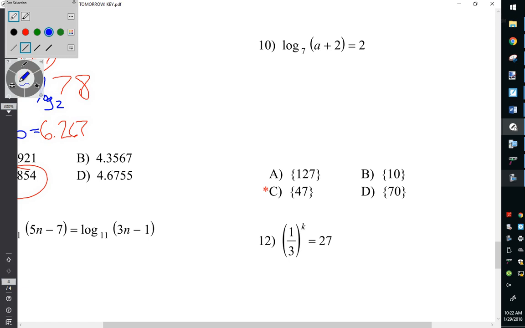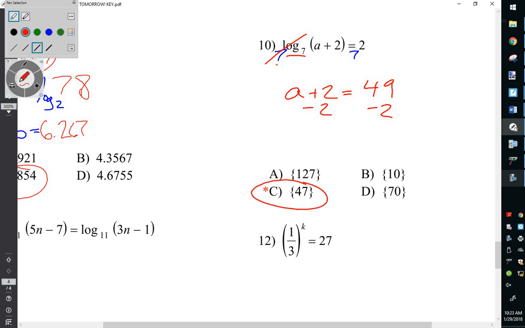Number 10, log base 7, a plus 2 equals 2. We don't like log base 7, so we're going to get rid of it by doing 7 to a power on both sides. That's going to cancel. A plus 2 equals 7 squared. 7 squared is 49. Minus 2, minus 2. To get rid of log base 7, you do 7 to a power on both sides. 49 minus 2 is 47.